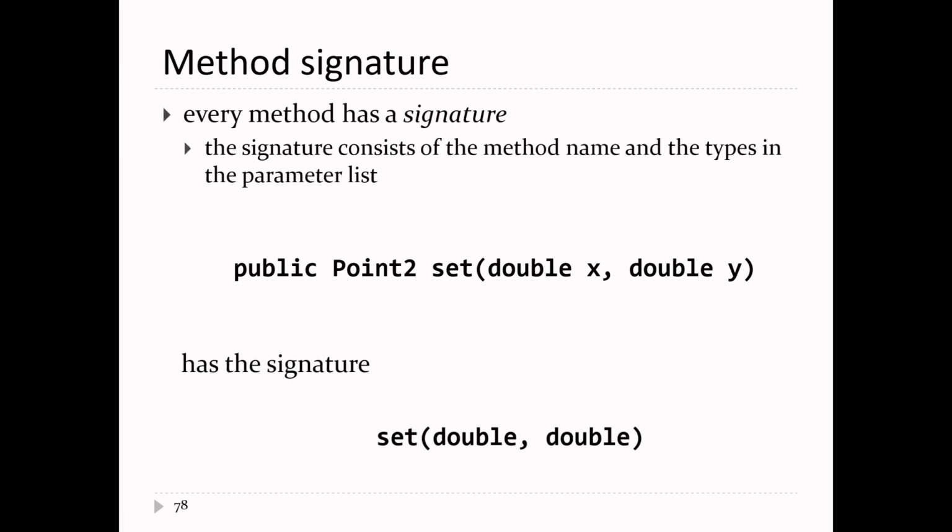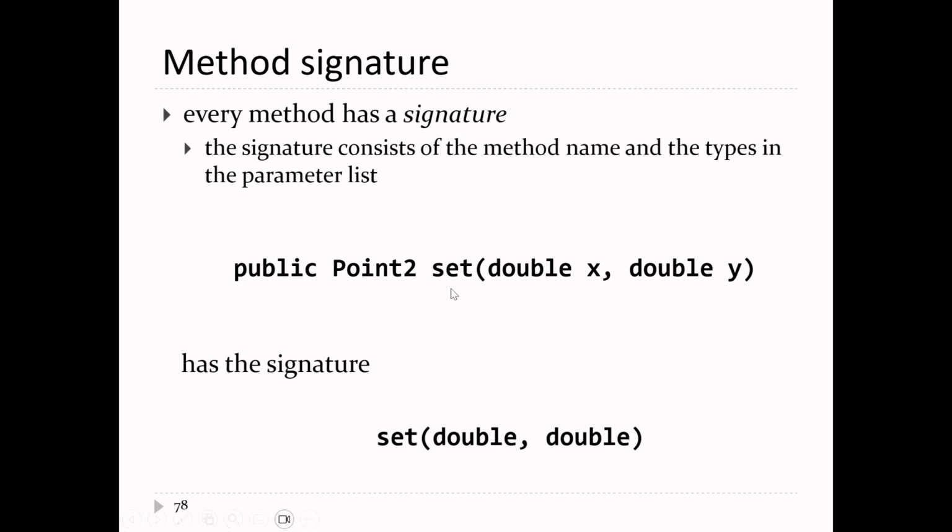In Java, there's something called the signature of a method, which I don't think C calls it the signature. The signature turns out to be important in Java because it determines whether or not you can include a method in a class, and it also determines which version of the method is called. So the signature consists of the name and the types in the parameter list in the order that they're declared. The names of the parameters don't matter.